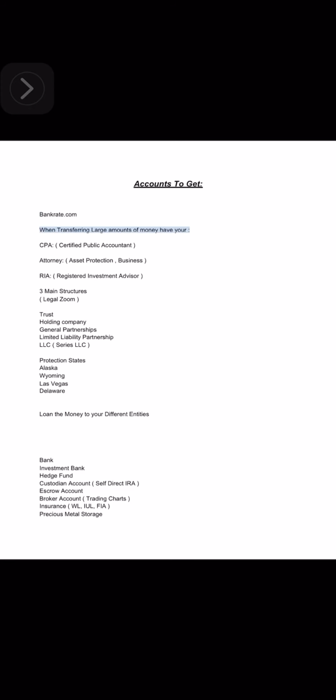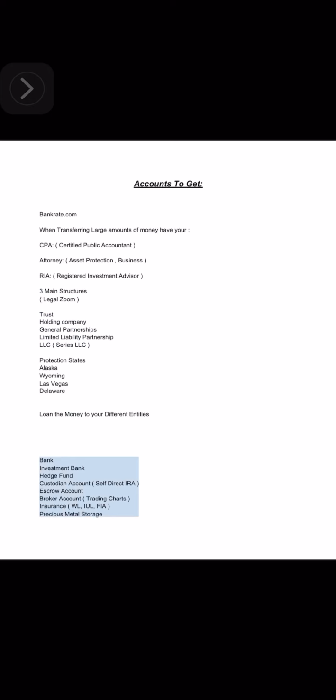Bankrate.com. When transferring large amounts of money, have your CPA, certified public accountant, attorney, asset protection, business, and RIA, registered investment advisor. Three main structures, LegalZoom: Trust, Holding Company, General Partnerships, Limited Liability Partnership, LLC, Series LLC. Protection states: Alaska, Wyoming, Las Vegas, Delaware. Loan the money to your different entities.